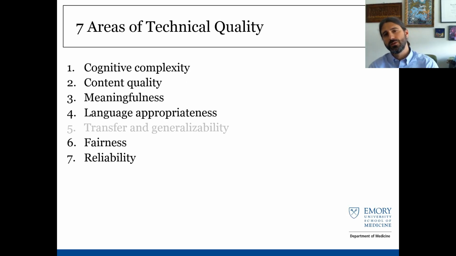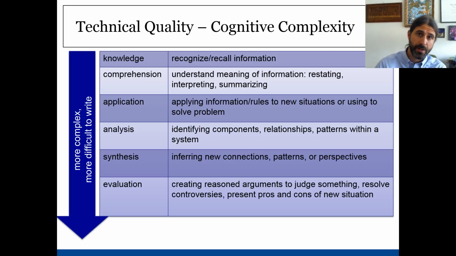So let's review the 7 areas of technical quality. I'm going to skip number 5; that's why it's grayed out. It doesn't have a whole lot to do with us. Number 1 is going to be cognitive complexity.